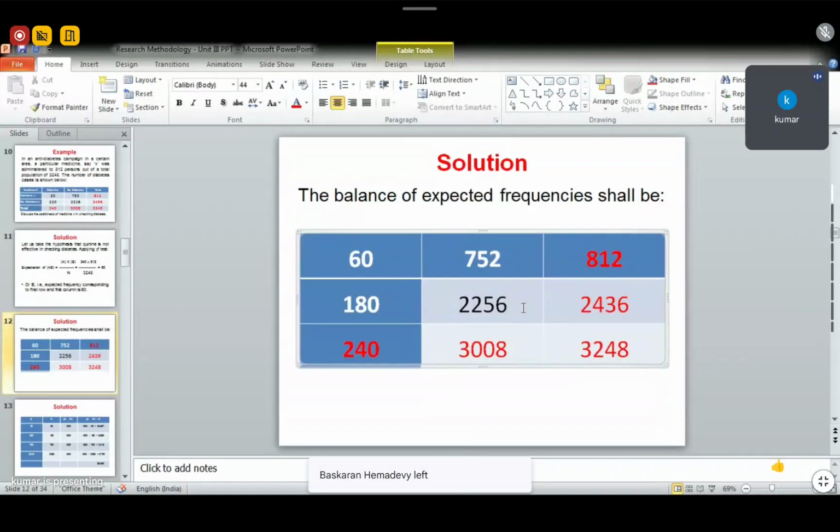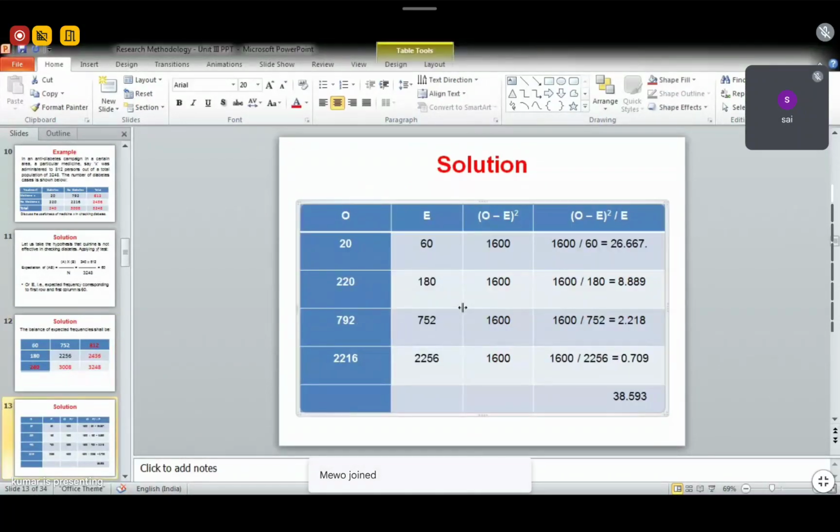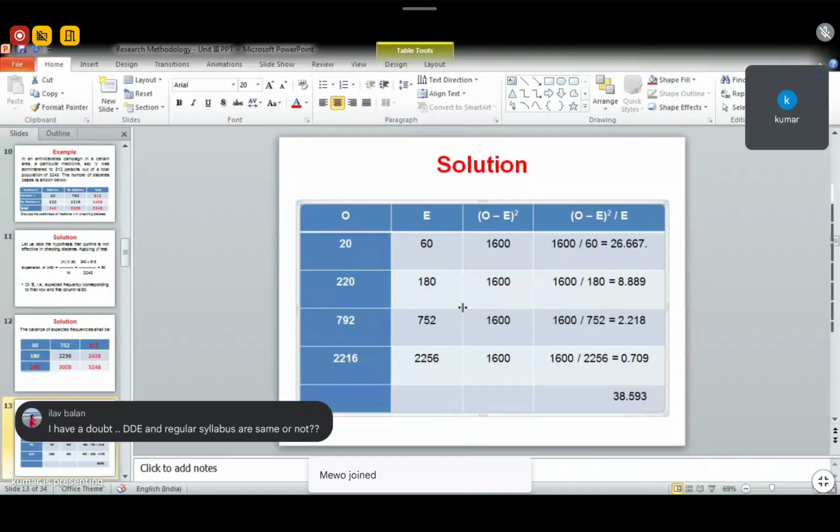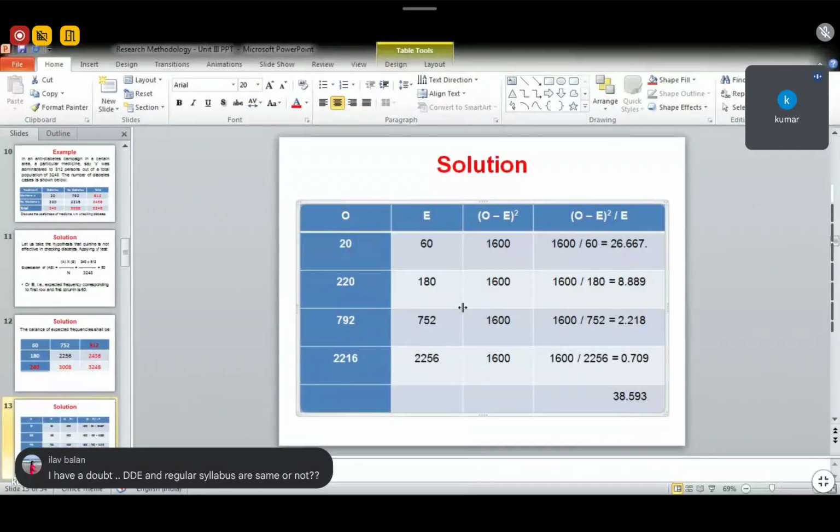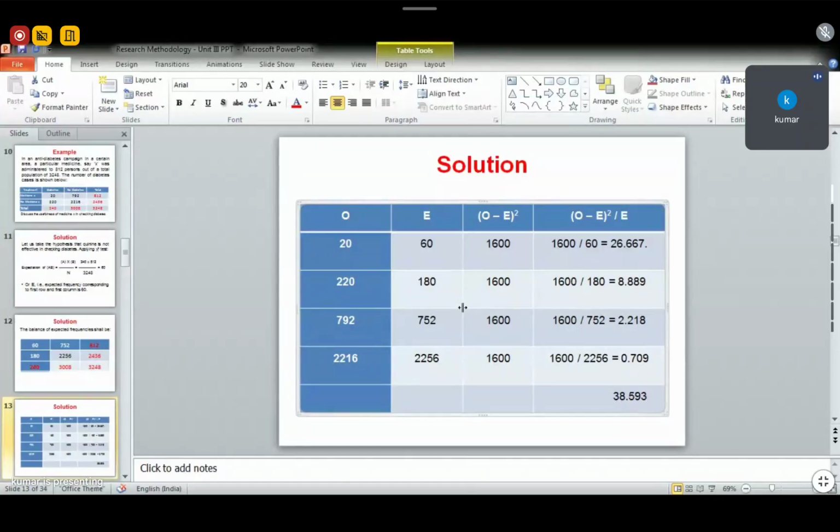If it is a 3 by 3 matrix only, you have to find out 2 more values. Now the solution. So 4 columns are there. You can see in your study material also. First column observed frequency O, second column E, then O minus E the whole square, and O minus E the whole square by E.